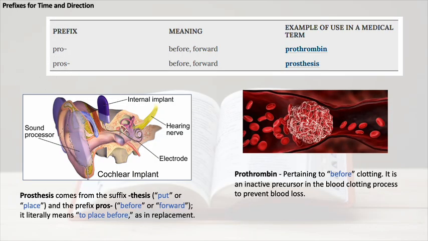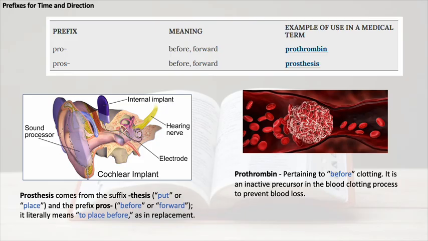Now, pro versus pros. So we're going to look at these two prefixes and clarify when we use each of them. So I'm going to explain these two by using these particular cases. So prosthesis, as indicated with the prefix pros. So prosthesis, pros meaning before or forward. Prosthesis comes from the suffix thesis, which means put or place, and pros meaning before or forward. So this literally means to place before.